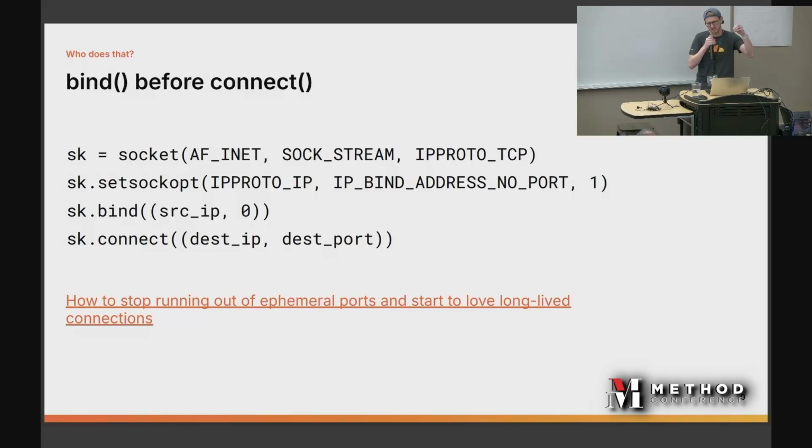But for right now, we use this technique called bind before connect, which, when we set this specific socket option, which is another syscall, and enable it, allows us to bind a very specific source IP address, and then it tells the kernel to go ahead and pick a port for us. And then from there, we can say, all right, go ahead and connect out to the destination and the destination port. We have a really nice article, "How to stop running out of ephemeral ports and start living with long-lived connections," right here. I encourage you to read that later.